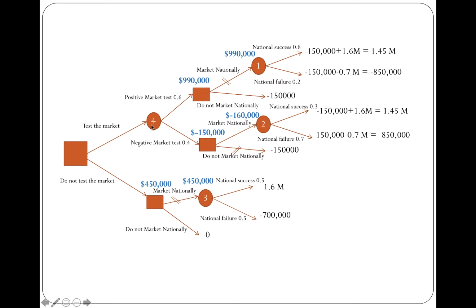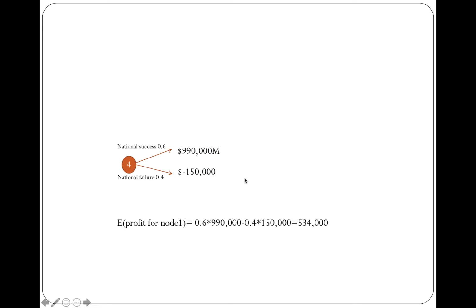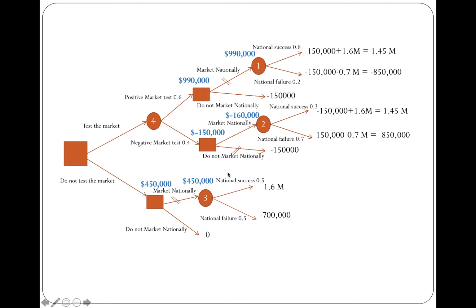To do so, we are going to calculate the value of the event node for two possible outcomes. The first one with the value of $990,000, the second one with the loss of $150,000, and we are going to see what is the expected value of event node 4. So we do the corresponding calculations, multiplying the values of each one of these branches by the corresponding probabilities, and the final value is $534,000. We put the corresponding value up top of event node 4.